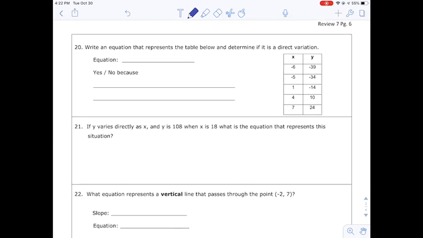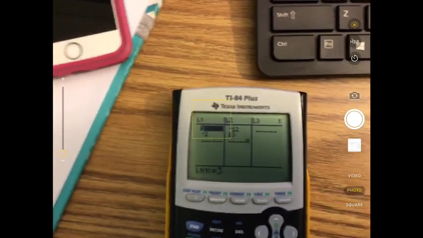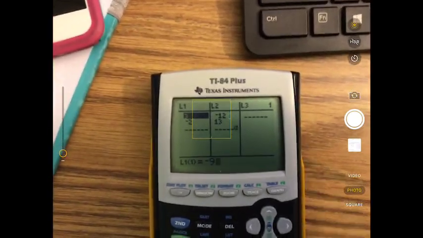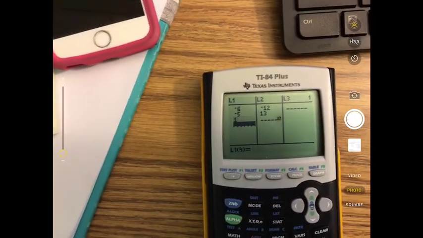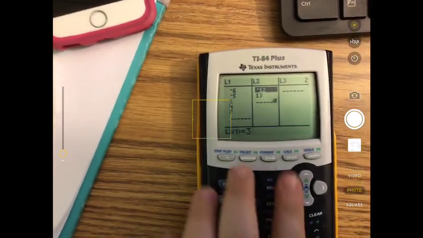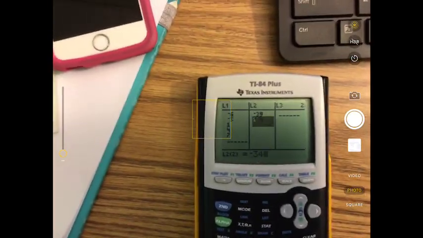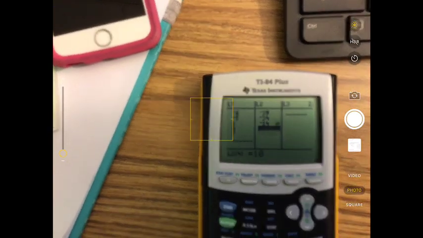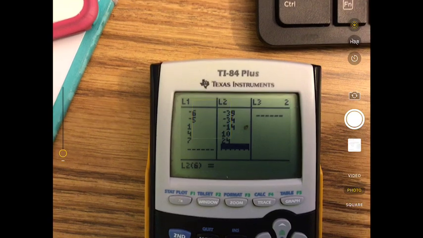Problem 20, they want an equation to represent the table below and determine if it is direct variation. So for this, I'm going to go back to stat edit. I'm going to plug my table in exactly like I see it. So x is negative 6, negative 5, 1, 4, and 7. And then y is negative 39, negative 34, negative 14, 10, and 24. So I've plugged this table in exactly like I see it.